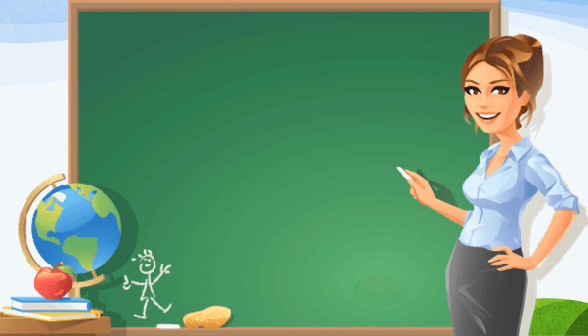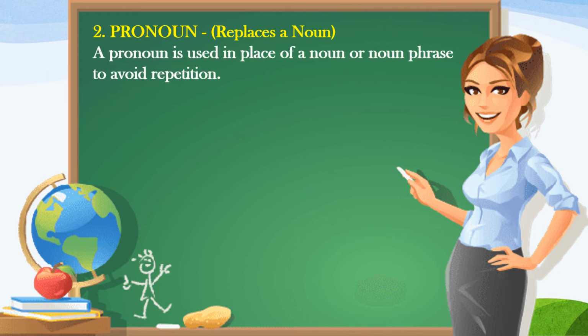Now we are going to discuss the second part of speech, which is pronoun. A pronoun is a word that replaces a noun. It is used in the place of the noun or noun phrase. Why do we use it? To avoid repetition. For example, if I say, Mona is a beautiful girl. She is my sister. So the word she is used in the place of the noun Mona to avoid the repetition.